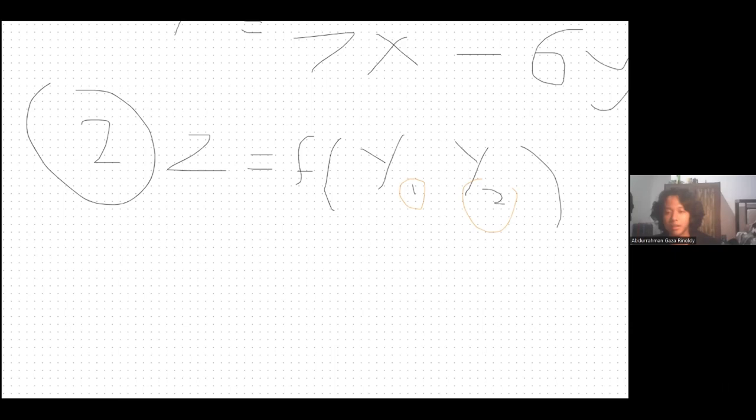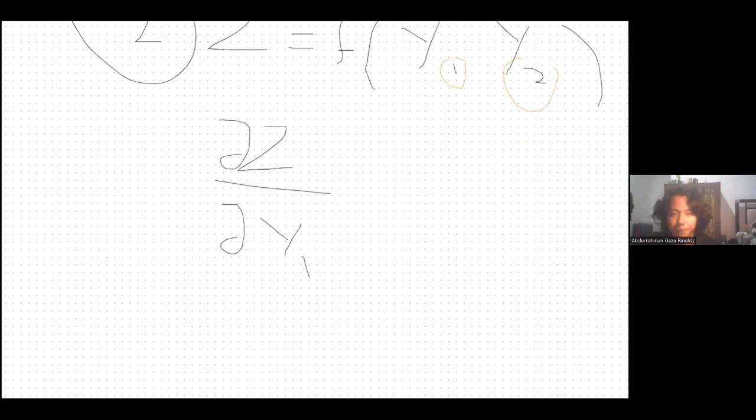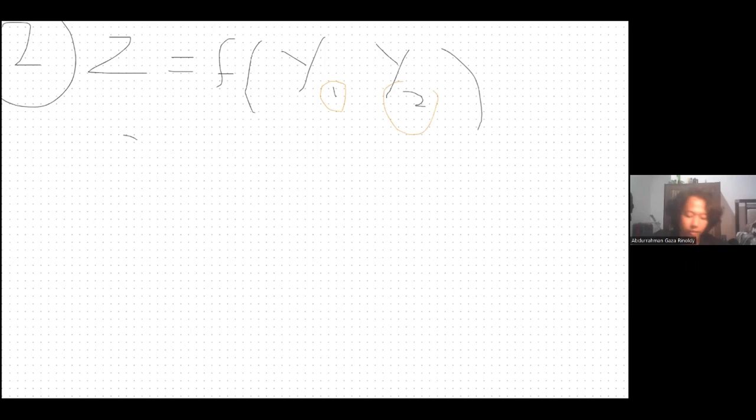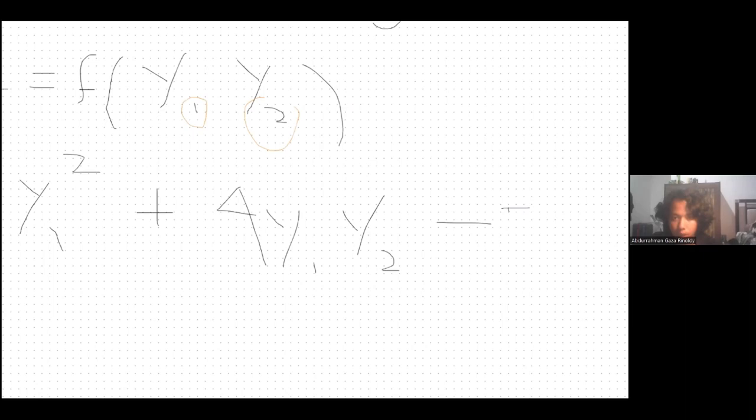So what do we do again? We separate it, the z and the y. But the function, I forgot to write it. It is 4y1² plus 4y1y2 minus 5y2³. Yeah, that's it.